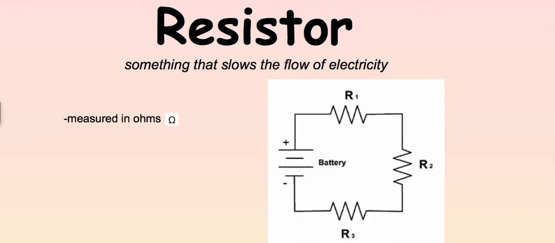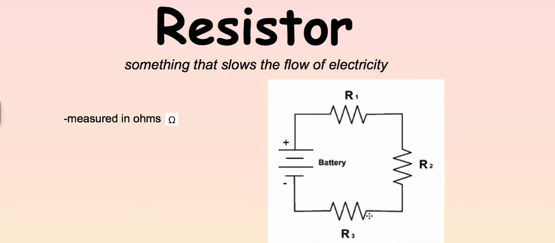Insulators are also resistors. So resistors are the technical name for an electrical insulator. A resistor is something that slows the flow of electricity. It's measured in ohms. This is the symbol right here for ohms.